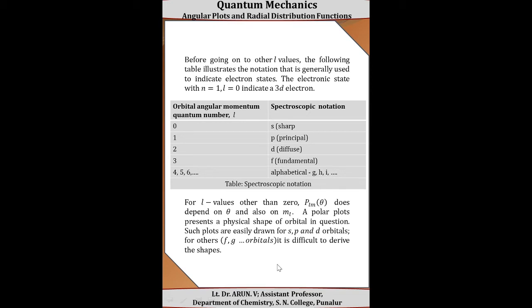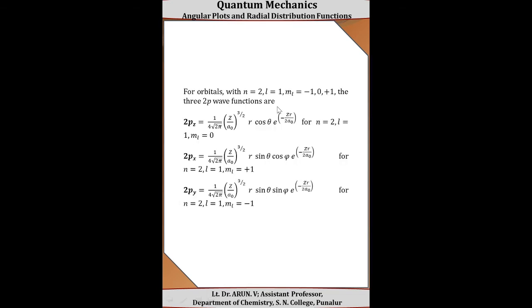For L values other than 0, the P_lm(theta) depends on theta and also on the different values of m_l. The polar plot represents the physical shape of the orbitals. Such plots are easily drawn for s, p and d orbitals, but in the case of others, that is for f, g, etc., it is difficult to derive or plot the shape of these orbitals.